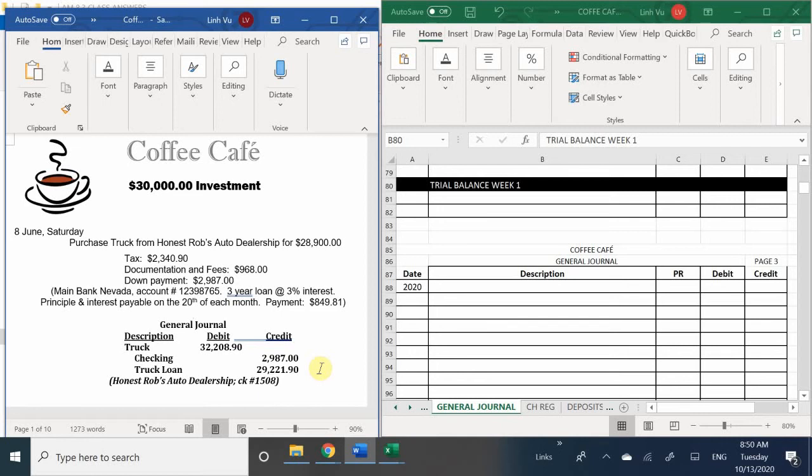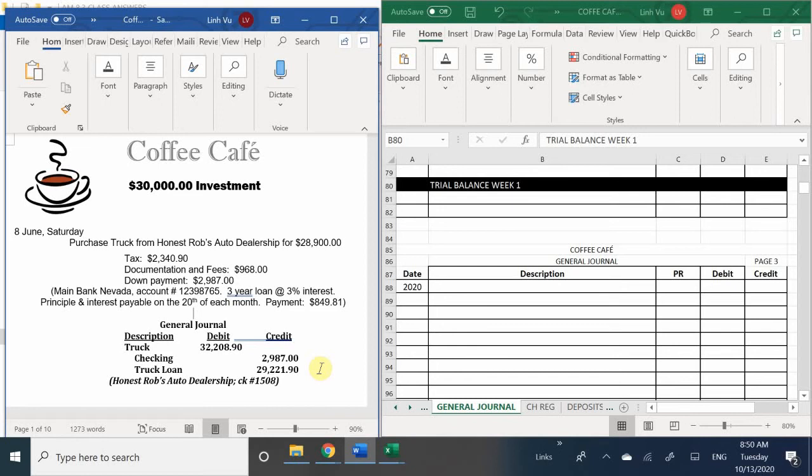What else is also going to be part of this? There's a truck loan from the bank. It's a 3 year loan at 3% interest, payable on the 20th of each month. Monthly payment 849.81.